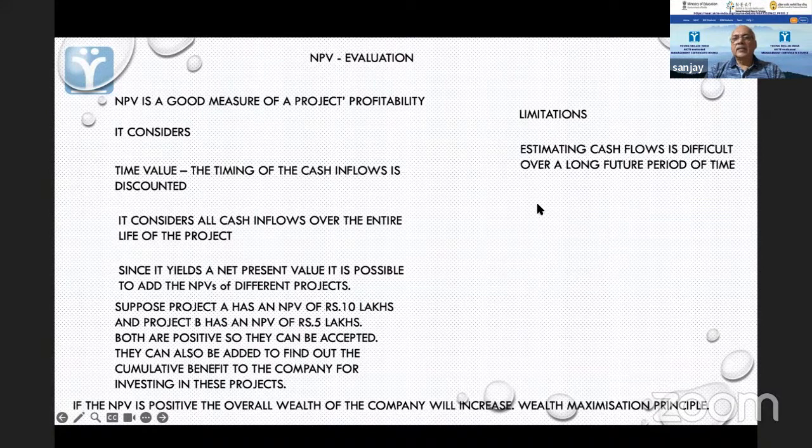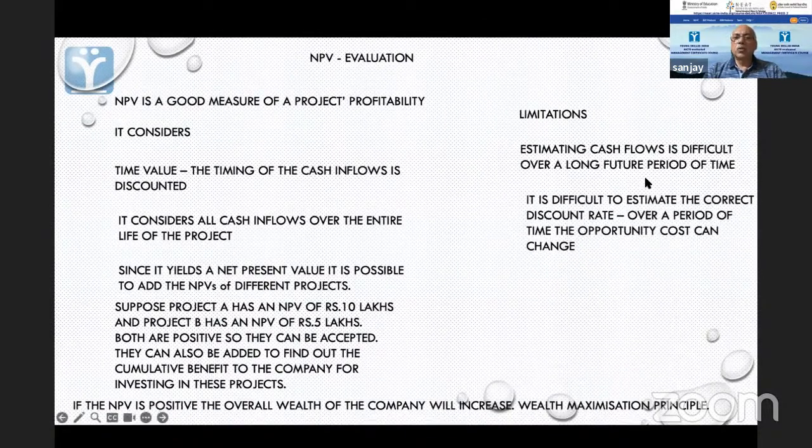What are the limitations? The basic limitation in all this is correctly estimating the cash flow. See, you're trying to look into the future and make these estimates. It's not easy. So that is the big problem that you face.